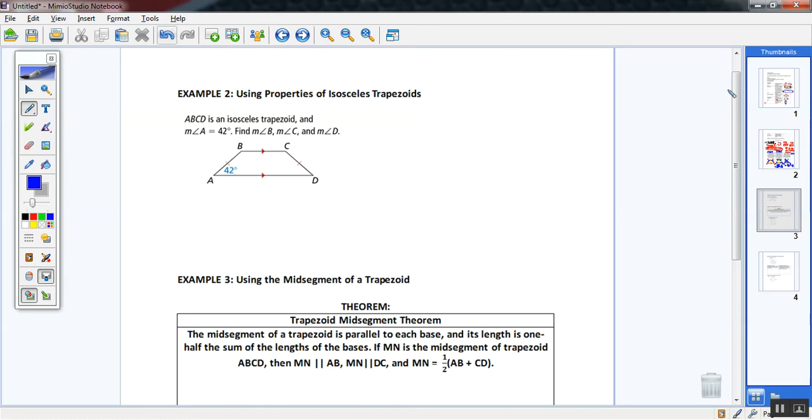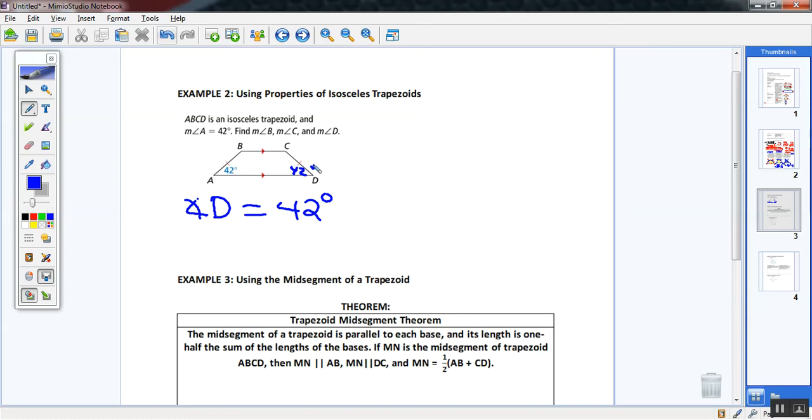Hey, ABCD is okay. So they're telling you what, kids? And what? Okay, so we got to find angle B, C, and D. Anybody have thoughts? What's one angle? 42. Okay, which one is 42? Angle D has to be 42 degrees because in an isosceles trapezoid, what's true about the base angles? They're the same.